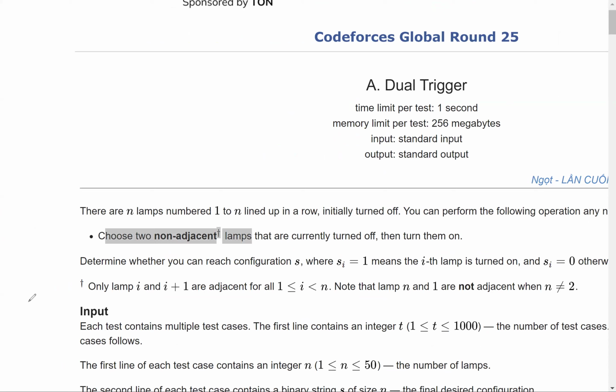The problem says that there are n lamps numbered from 1 to n lined in a row, initially turned off, and we can perform the following operations any number of times.